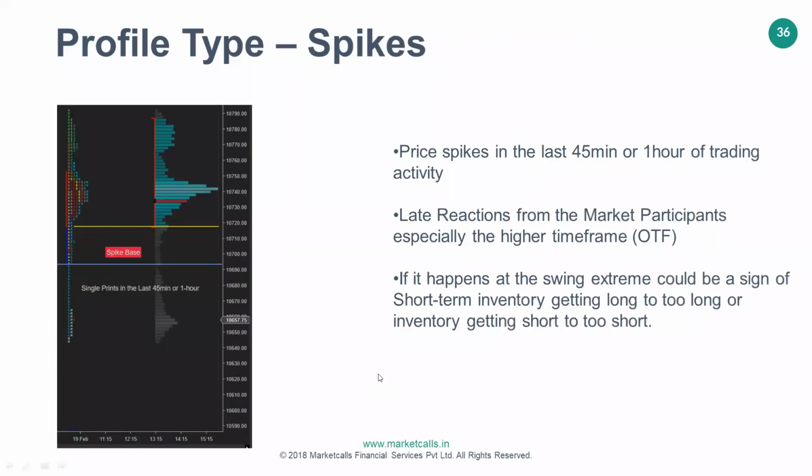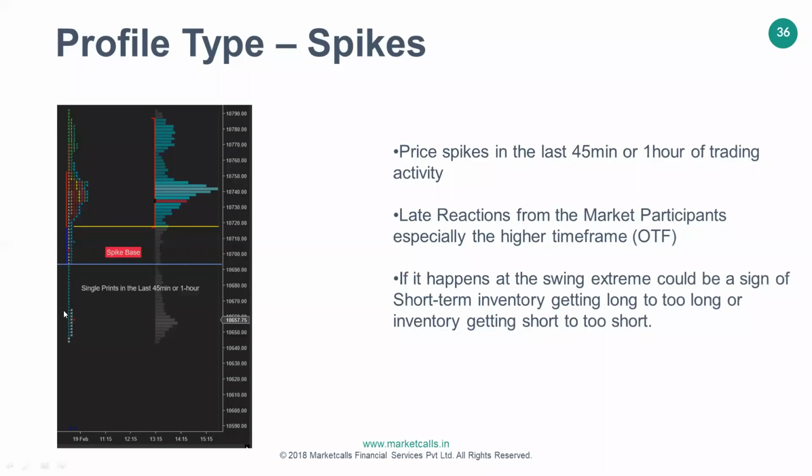Again, this is not part of a pattern, but yes, a spike is one form of a profile type. It is not a profile distribution type, where you could see some late reactions in the market, late rallies. In the last 45 minutes, all of a sudden price spikes up or spikes down. Last 45 minutes or 1 hour, and you're going to see a lot of single prints at LP there. If it comes to Nifty, the last 1 hour or last 45 minutes are mostly related to letters L and M.